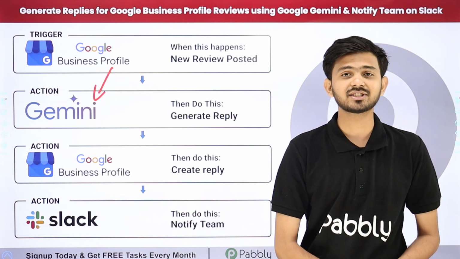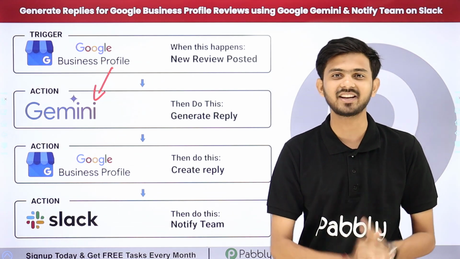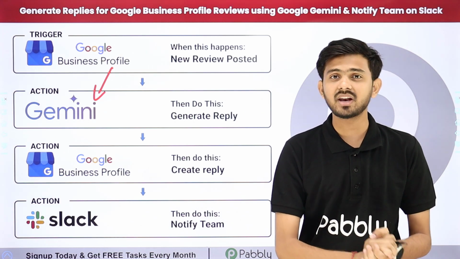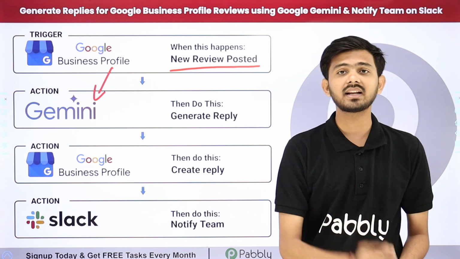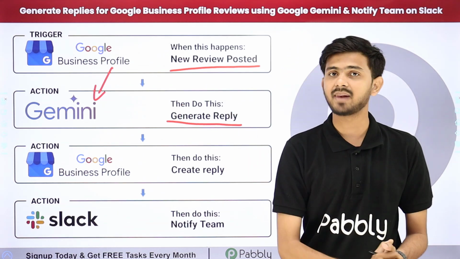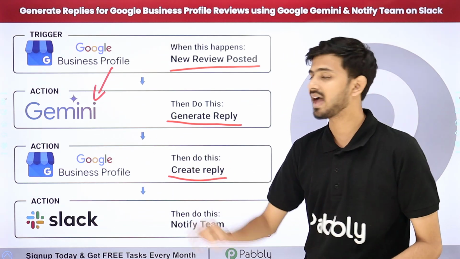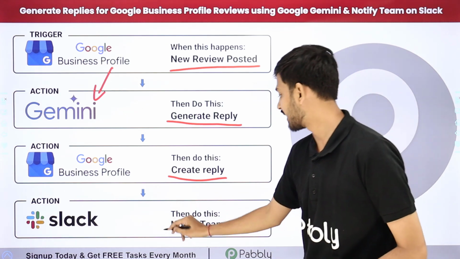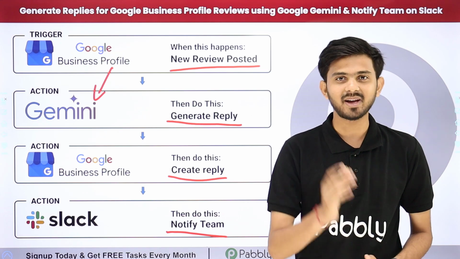For building this connection, I'm going to use Pabbly Connect, which is an amazing software for automation and integration. With Pabbly Connect, whenever I receive a new review posted on my Google Business Profile, I'm first going to generate the reply by using Google Gemini, then create that reply in Google Business Profile, and after creating that reply, I'm going to notify my team on Slack. So how am I going to build this connection? For that, let me take you to my computer screen.